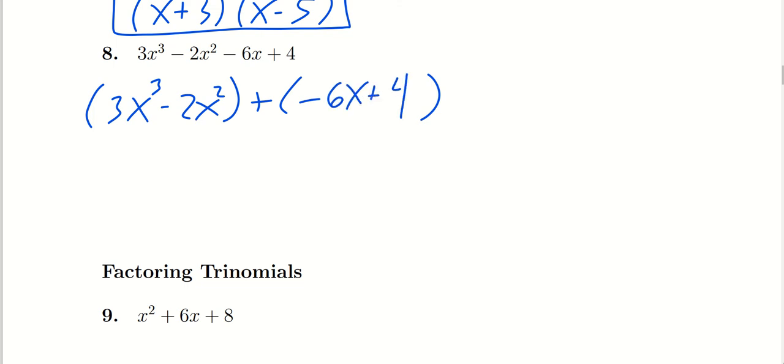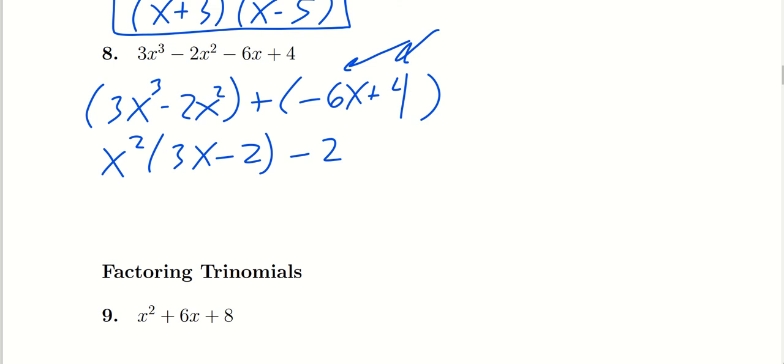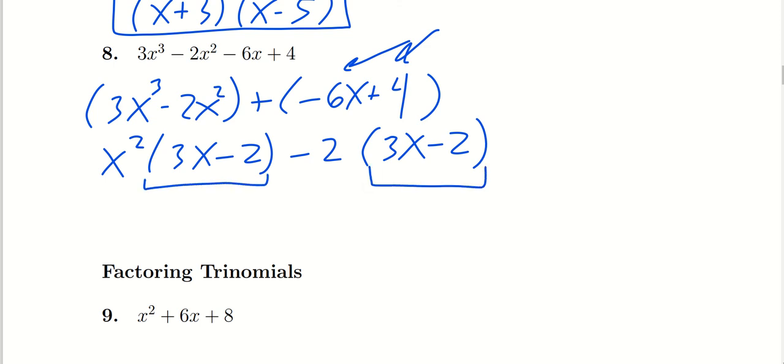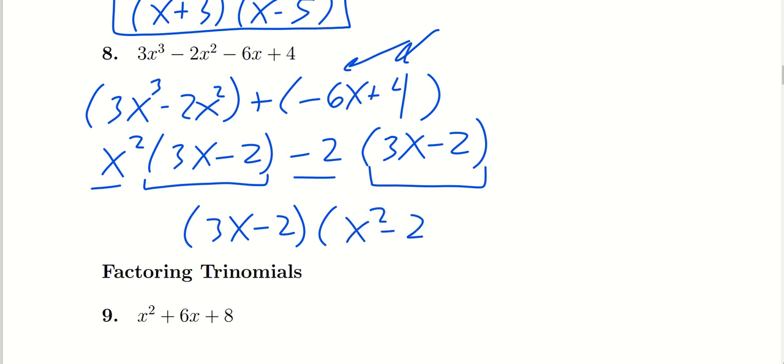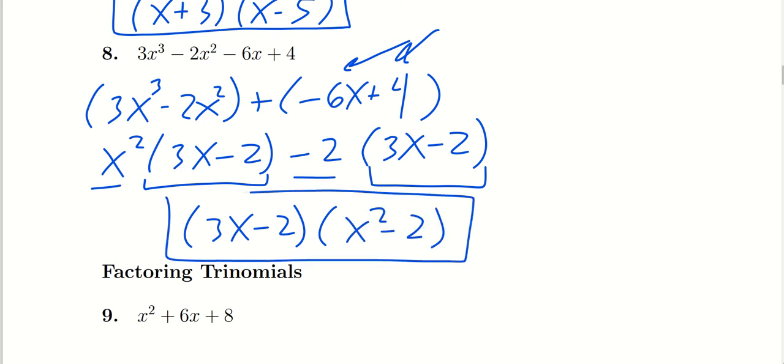Out of the first grouping, we can pull out a factor of x squared that's common. That will leave us with a 3x minus 2. Out of this term, there's a GCF of 2. But again, because the leading coefficient's negative, let's factor out a negative 2. If we do that, we're going to get a positive 3x minus 2. And now the two terms we've created both share a common factor of 3x minus 2. So we can factor that out, and that will leave us with an x squared minus 2. And that would be our final answer for this one.